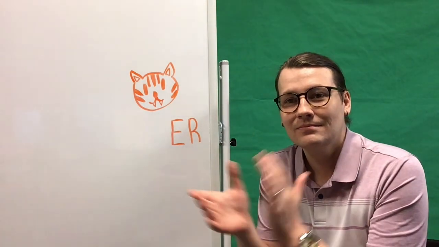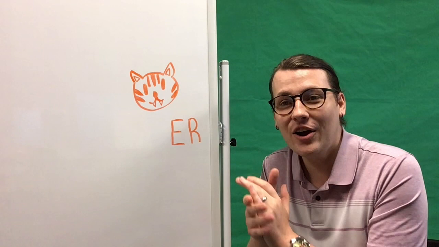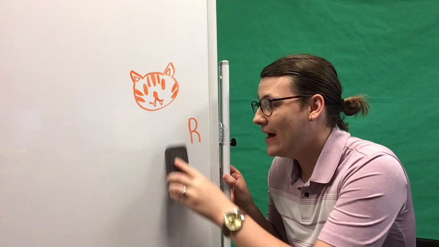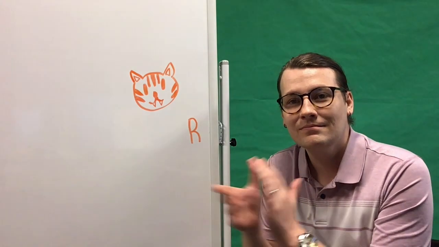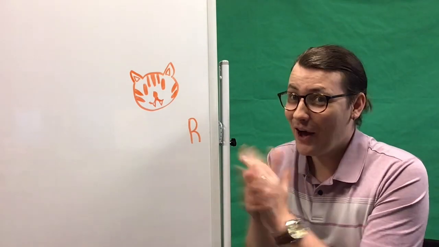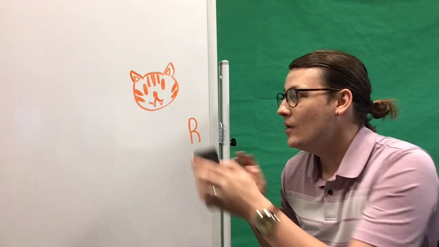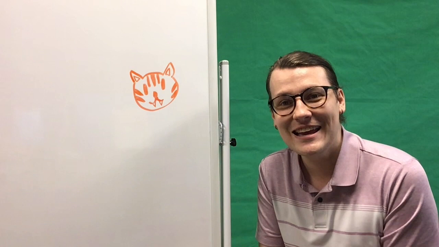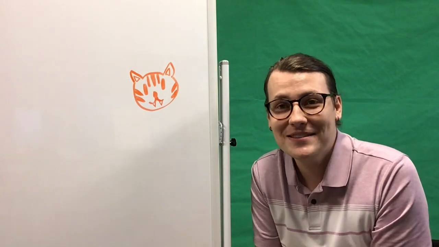Oh, E-R, E-R, E-R, and Tiger was his name. Oh, there was a big cat who had some stripes, and Tiger was his name. Oh, R, R, R, and Tiger was his name. Oh, there was a big cat who had some stripes, and Tiger was his name. Oh, and Tiger was his name.